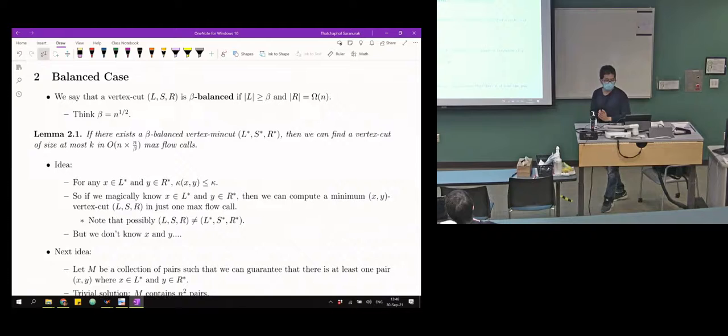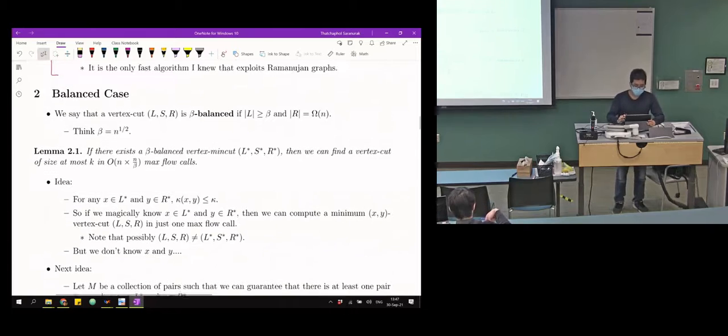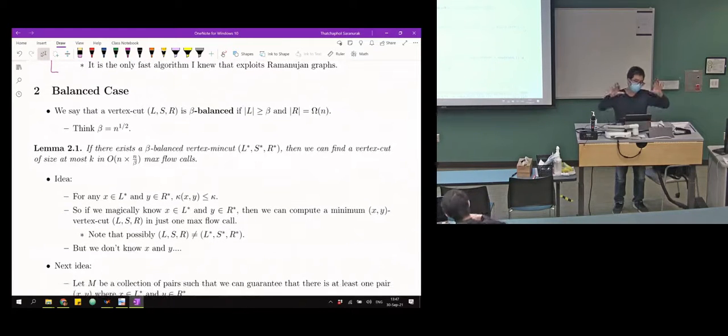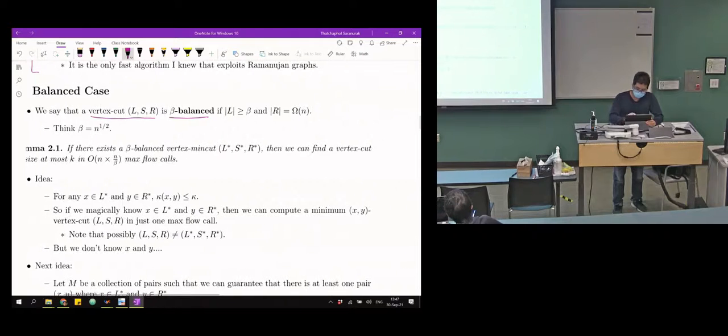So now we go to the algorithm. Okay, so let's look at the easy case. The easy case is when the cut is kind of balanced. Just to be clear, I will say that the vertex cut, L, S, R, is beta balanced if L is bigger than beta. And I assume always that R is quite big, like R is on the larger side, and L is on the smaller side.